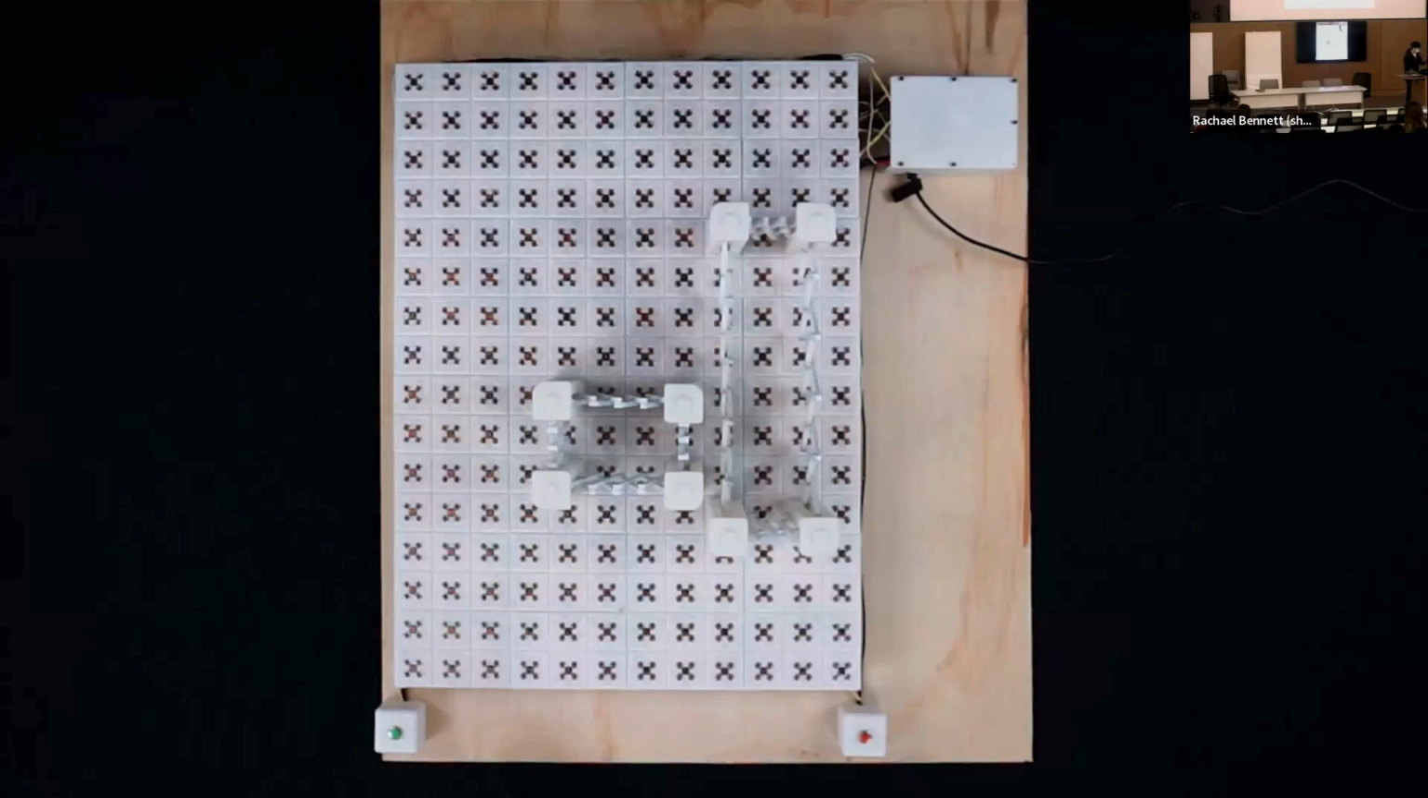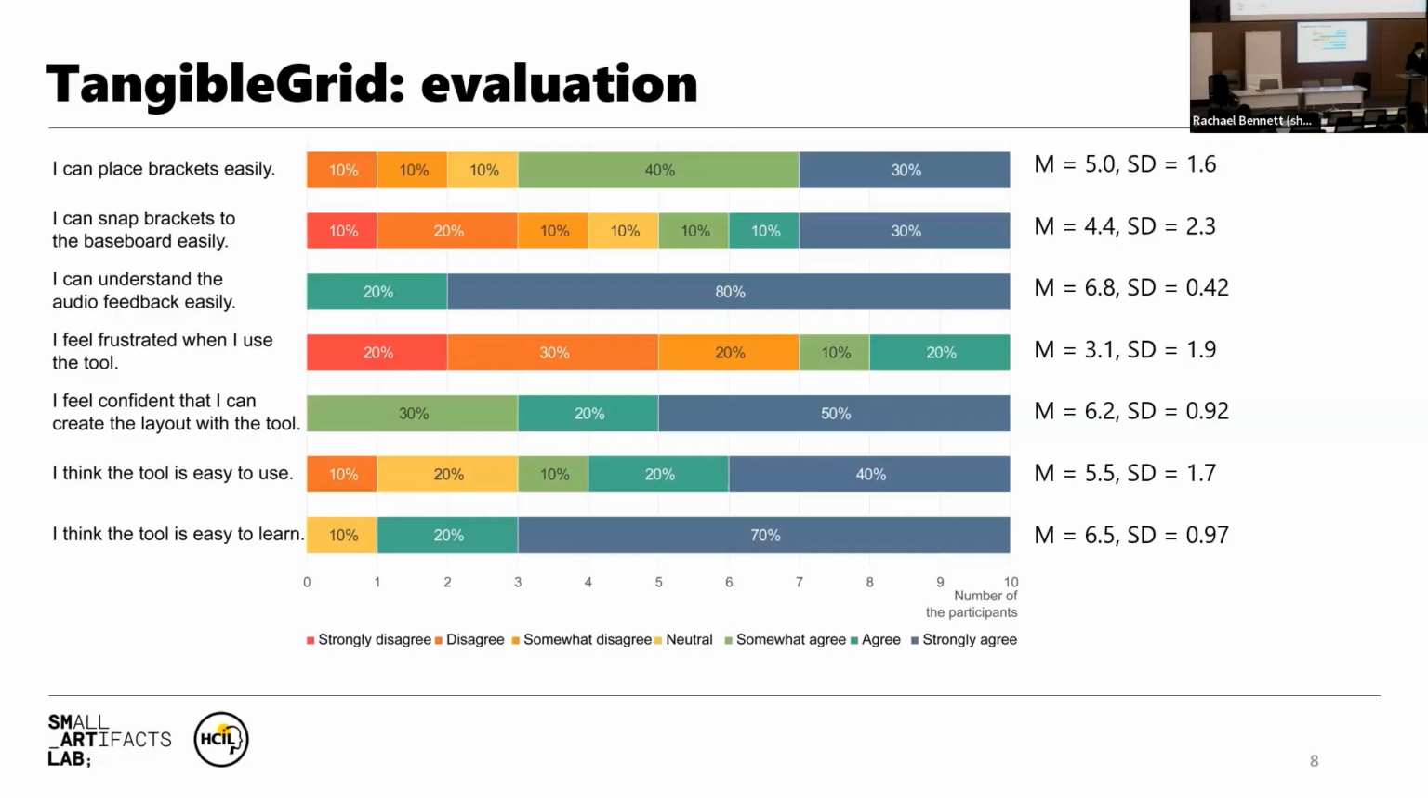So this is basically how the system works, and then to understand how usable it is, or what the learning curve is like for blind people, we conducted user studies with 2 tasks, and we involved 10 blind participants to try to use this system to understand or design their web page layout.